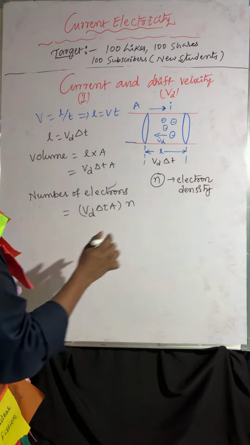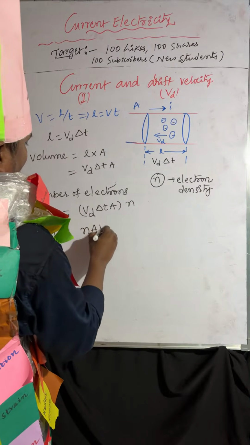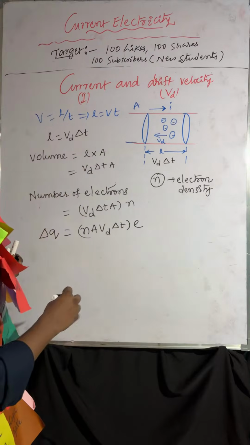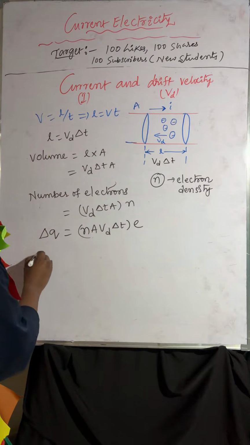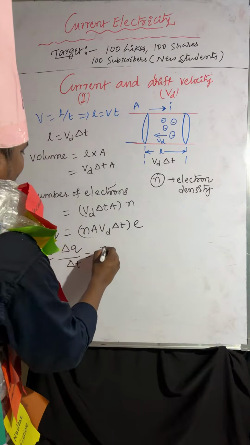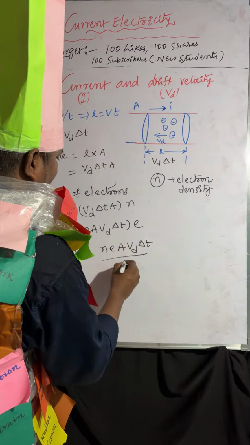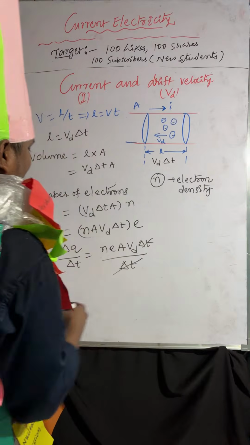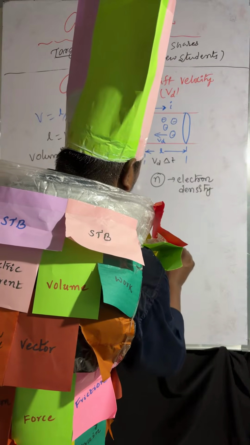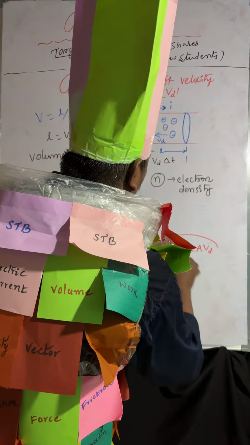Okay. So now we know the flow of charge: N, A, Vd, delta T into E. Yes or no? Flow of charge. Now current I equal to delta Q by delta T. That is N, E, A, Vd, delta T by delta T. So delta T, delta T get cancelled. So what is the current? So I equal to N, E, A, Vd. Understood or not?